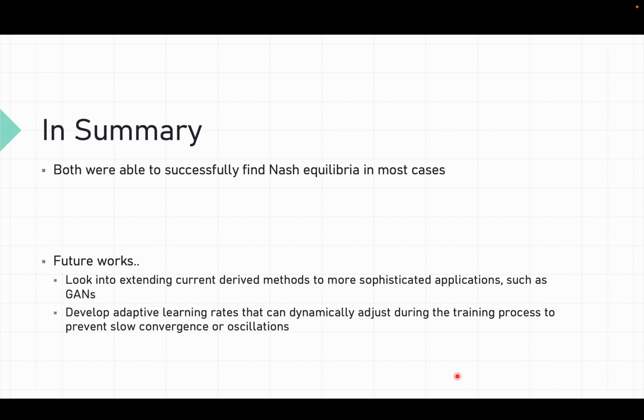Looking into future works, if I had a bit more time, I would like to extend my current derived methods to more sophisticated applications and start looking into maybe some models like generative adversarial networks, just to see how they apply there, and also look into developing a more adaptive learning rate technique that is able to dynamically adjust itself to have a higher learning rate when the convergence is rather slow, and then reduce the learning rate as we narrow in on the Nash equilibria and have some convergence issues with cyclical oscillations.